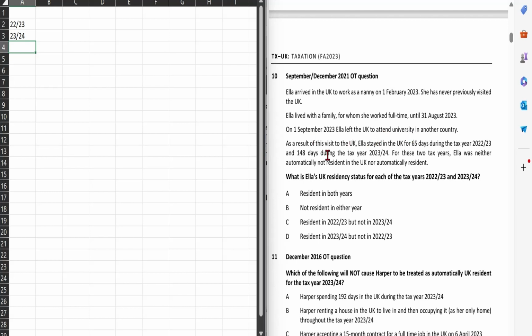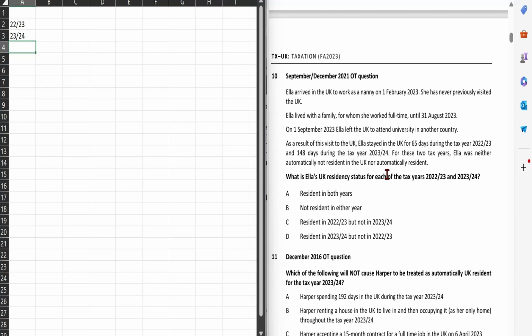As a result of this visit to the UK, Ila stayed in the UK for 65 days during the tax year 22-23 and 148 days during the tax year 23-24. For these two tax years, Ila was neither automatically non-resident in the UK nor automatically resident. So basically, the question itself told us that we don't have to look at the tests of the individual being automatically non-resident as well as automatically resident. So we have to move to the third step. Let me brief about this.